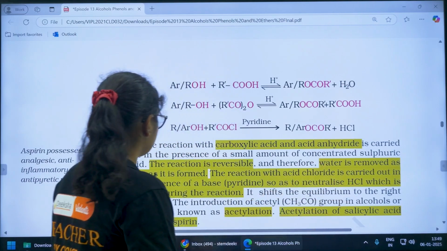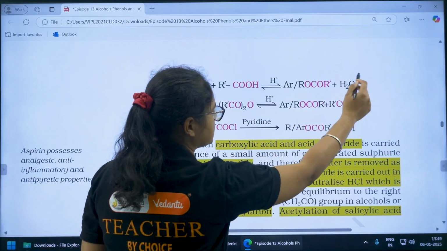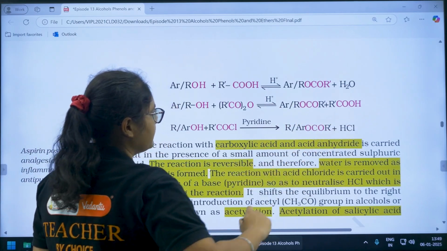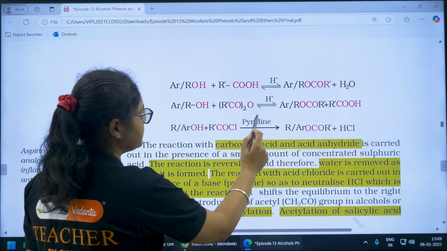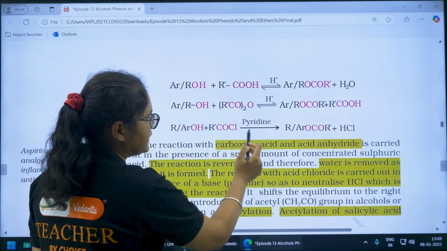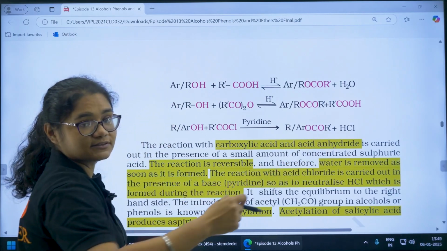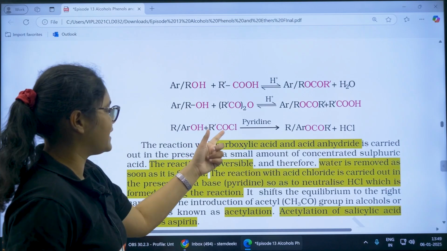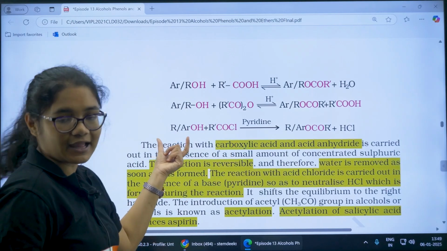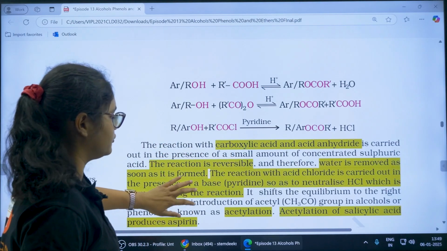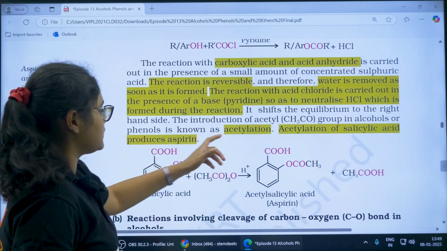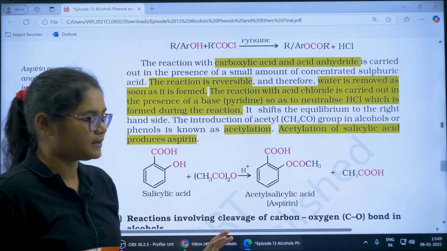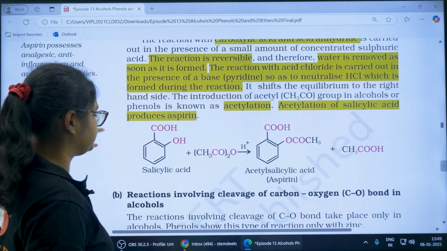Next, water is removed as soon as it is formed. Because it is a reversible reaction, water should be removed. Similarly, in the reaction with acid chloride, pyridine is used to neutralize the excess acid. So the question can be: why is pyridine used in the reaction of acid chlorides with alcohols? That can be the answer. Next, what is acetylation and aspirin structure? The reaction of aspirin is very important, so you should know this part.